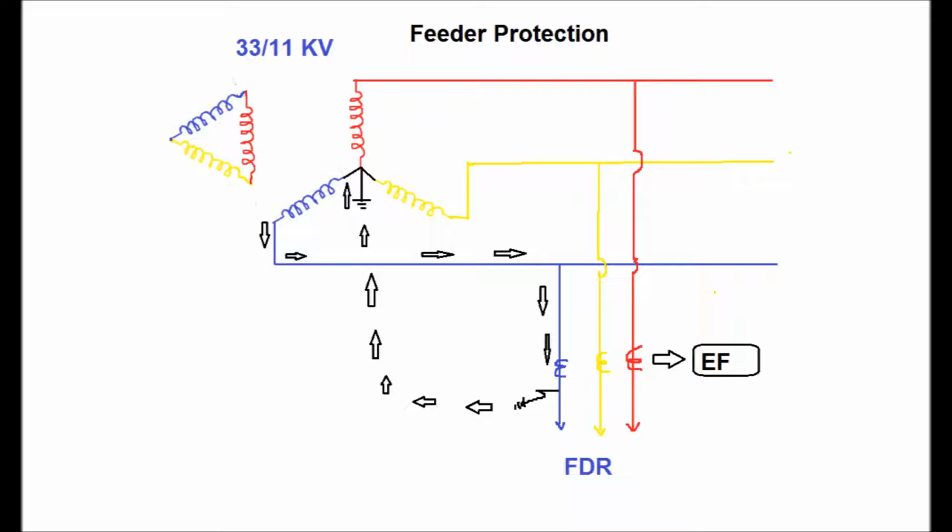So in this feeder, from the red, yellow and blue phase CT secondary, the relay is connected which is called earth fault relay. If any earth fault occurs in any phase, then this earth fault relay will actuate and a trip signal will be sent to the circuit breaker to isolate the faulty feeder from the system.